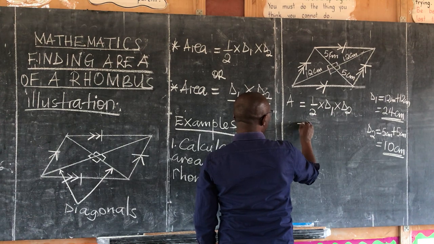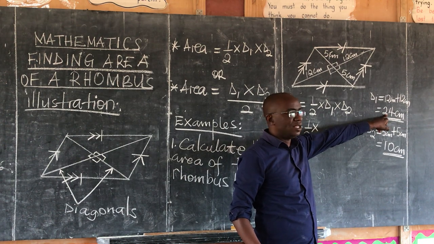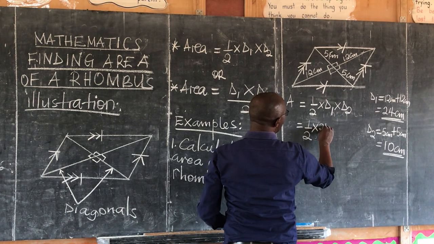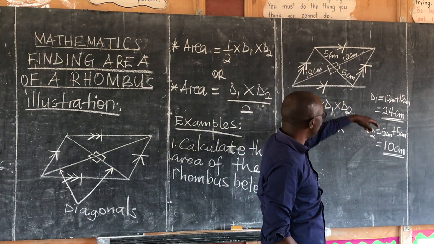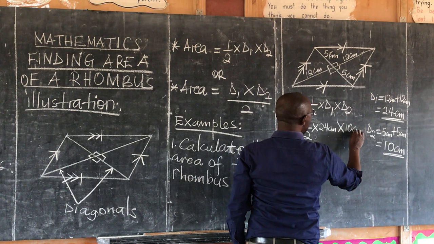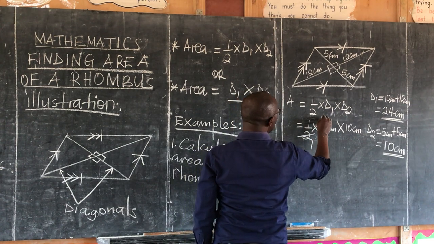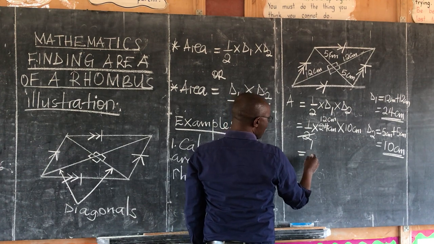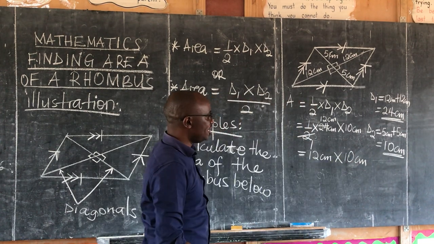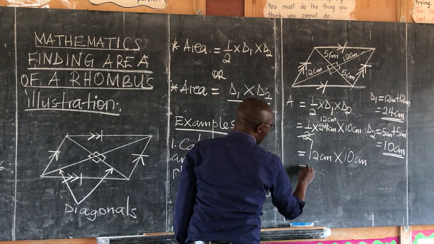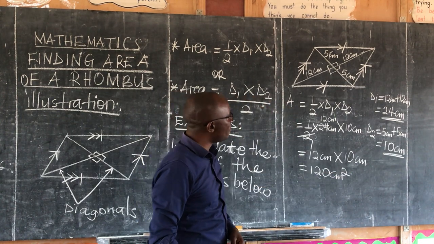Now, I substitute into my formula. It is 1/2 times diagonal 1, which is 24 centimeters, times diagonal 2, which is 10 centimeters. I reduce by 2: 24 divided by 2 is 12 centimeters. Area of the rhombus is 12 centimeters times 10 centimeters, which is 120 centimeters square. So that is the area of the rhombus.